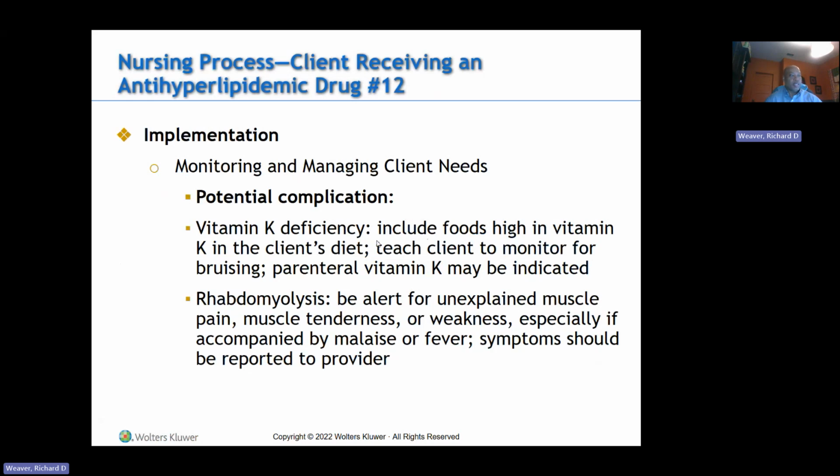All right, and so if deficient, then these patients can bleed. In other words, all right.